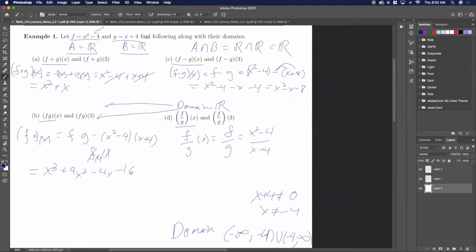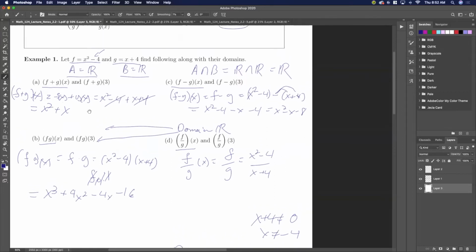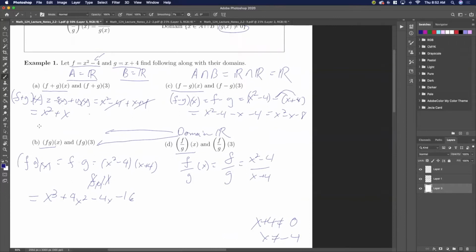So now let's plug in the values of the function. Here, I want to find out what happens if I plug in 3. Well, there are two ways of doing this. Let me show you both ways on one, and then we'll default to one way on the others. So here, I can just plug it in directly.